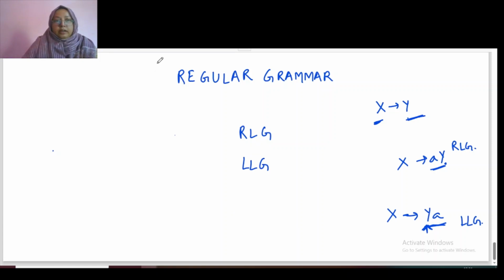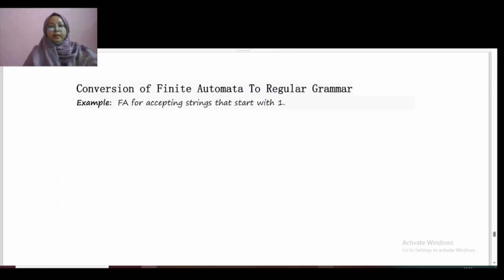Now let us see how to convert the finite automata to regular grammar, and then we'll move on. So we'll see conversion of finite automata to regular grammar. Let us take an example: a finite automata for accepting strings that start with 1. Let us draw the finite automata first.